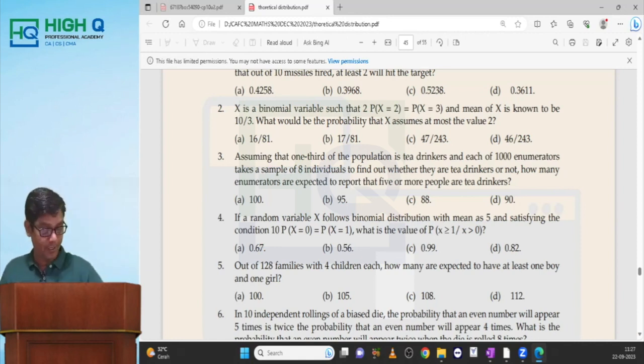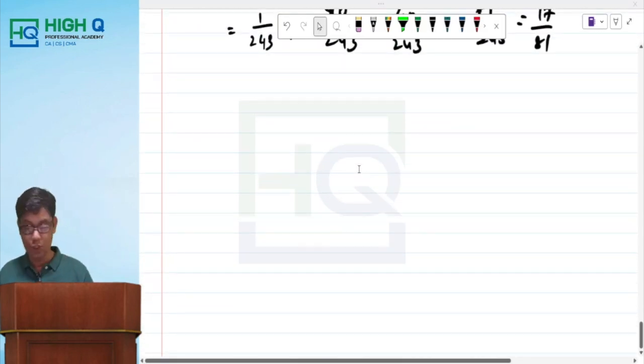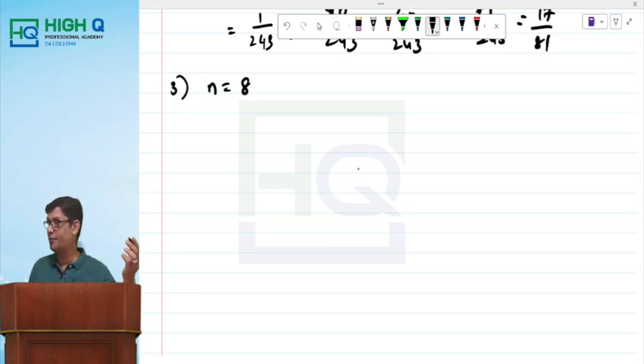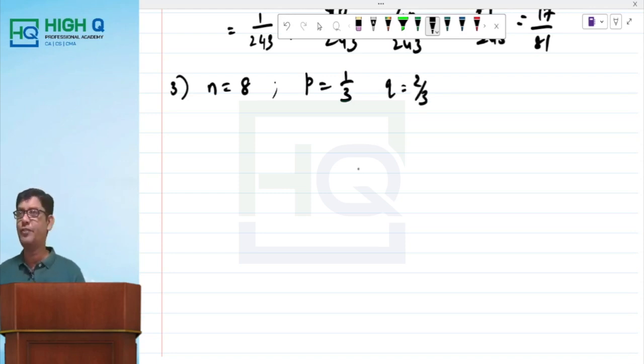Fine. Listen here. Let me write one by one. What is n equal to? 8. 1000 enumerators are different. From population we take only 8 samples. So number of observation is 8 only, because among 8 only I am doing. What is the probability of tea drinkers? 1/3. So P is 1 by 3. What we have to find out? 5 or more.